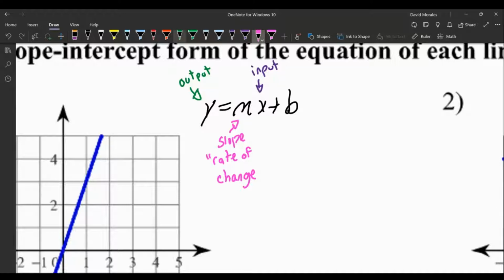And the b stands for y-intercept. And then I'm just going to put it in quotes, but you can think of it as the beginning or the starting point.